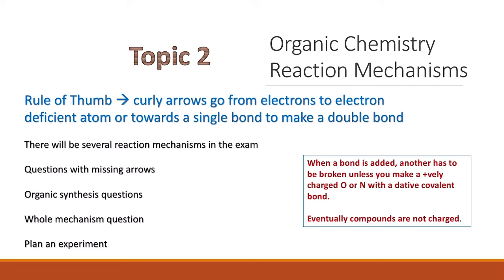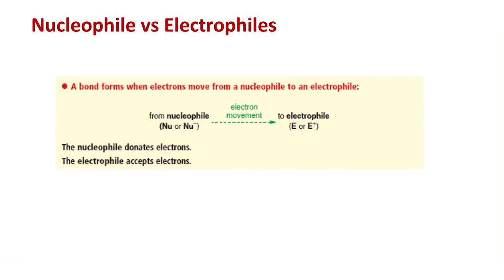So remember that when a bond is added, another has to be broken, unless you are making a positively charged oxygen or nitrogen, especially nitrogen because it can be a quaternary salt. But other than this, once a bond is formed, another has to be broken. Before we go into the reaction mechanism, just remember the difference between nucleophiles and electrophiles. A bond is formed when electrons move from a nucleophile to an electrophile.